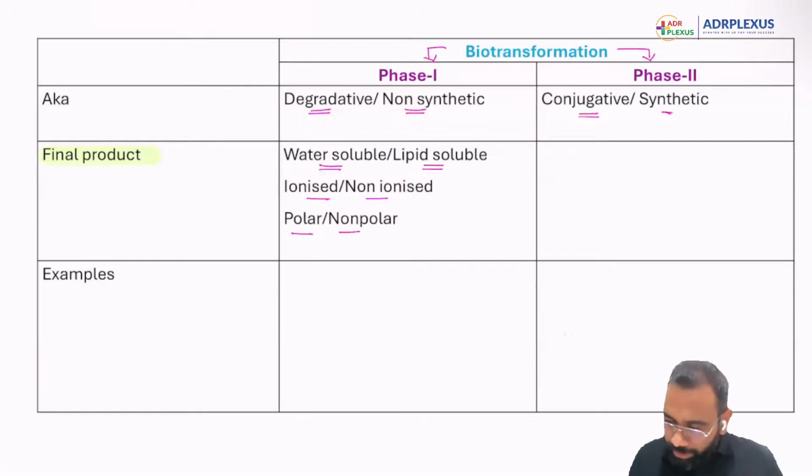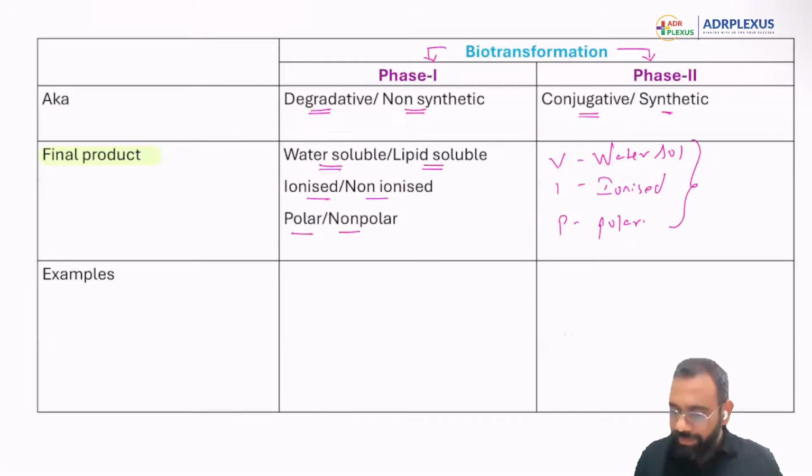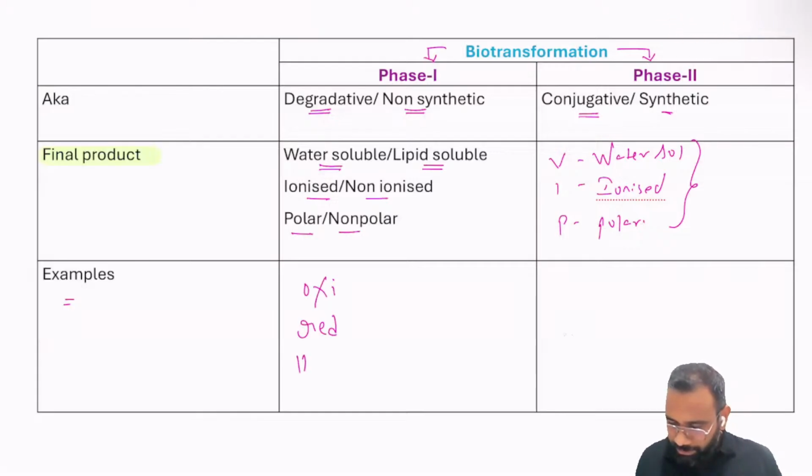But in phase two, I told you it is like VIP. V means water: it is water soluble, it is ionized, and it is polar. It is easy for elimination. And what are the examples? Here already we have done oxidation, reduction, and hydrolysis. These are the examples of phase one.